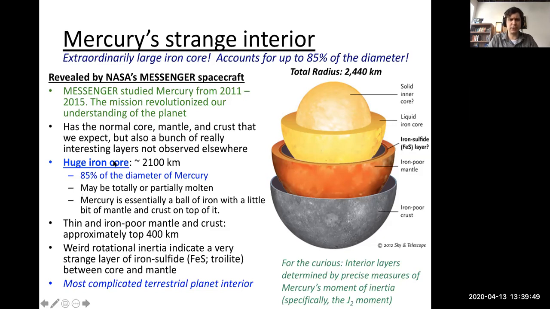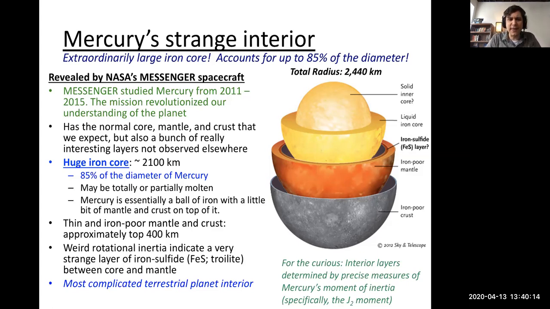So we have this huge iron core. Then what's above it? You have an iron poor mantle. Almost no iron is expected to be in it. And then you have a very, very iron poor crust, and you really only have about 300 or 400 kilometers of that material. So essentially, Mercury is a giant ball of iron with a very, very thin rocky layer wrapped around it. Kind of a strange planet, right?